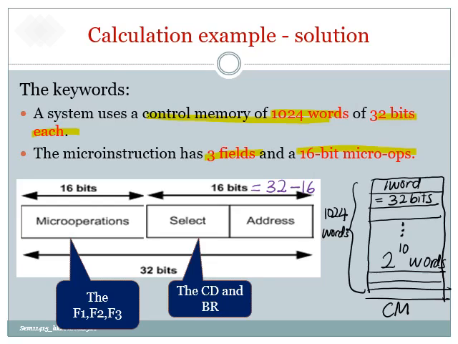But this 16 bits has 2 components, select and address. So how do you know which is which? Address is 10 bits. We calculated it here: 1024 equals 2 to the power of 10, the same as here. So if address is 10 bits, our select is then 16 minus 10 equals 6 bits. Yay, we solved it.